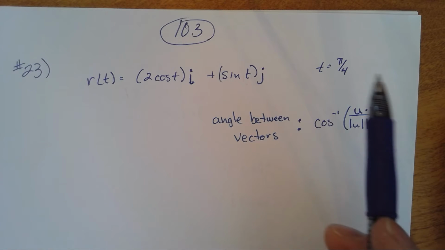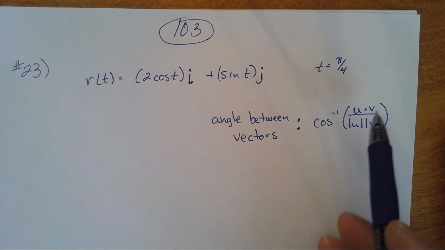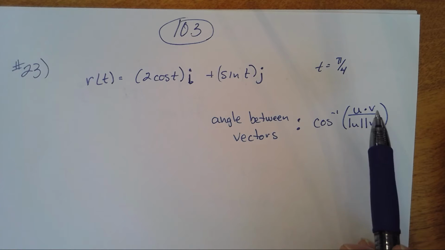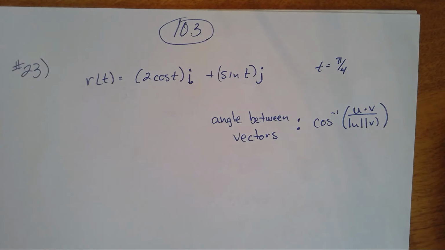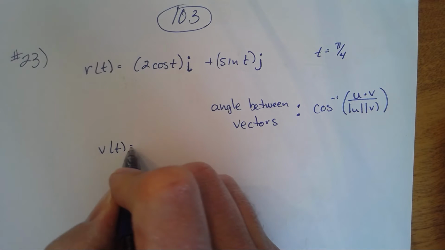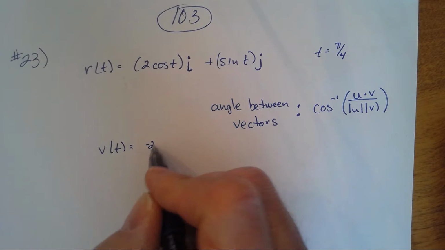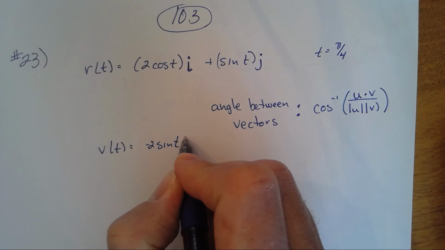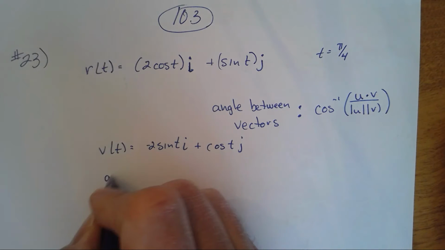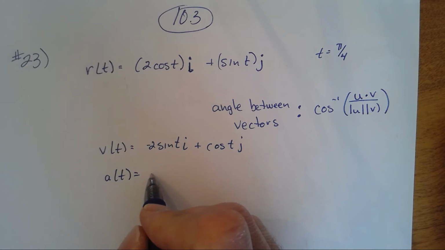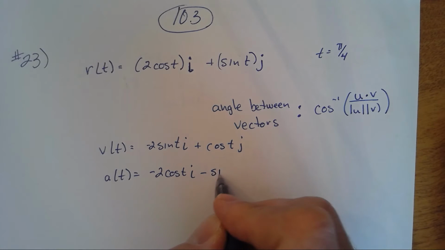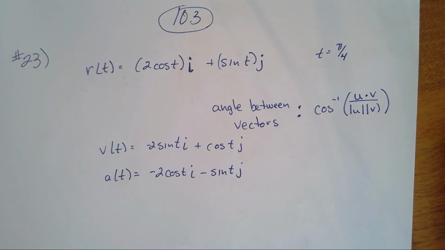There's an easy formula that I don't even think is in the book, but the angle between is the inverse cosine of u dot v over u magnitude v magnitude. So let's start by finding our velocity vector. So v of t would be the derivative of position, so it would be -2 sine t i plus cosine t j. Acceleration would be -2 cosine t i minus sine t j.